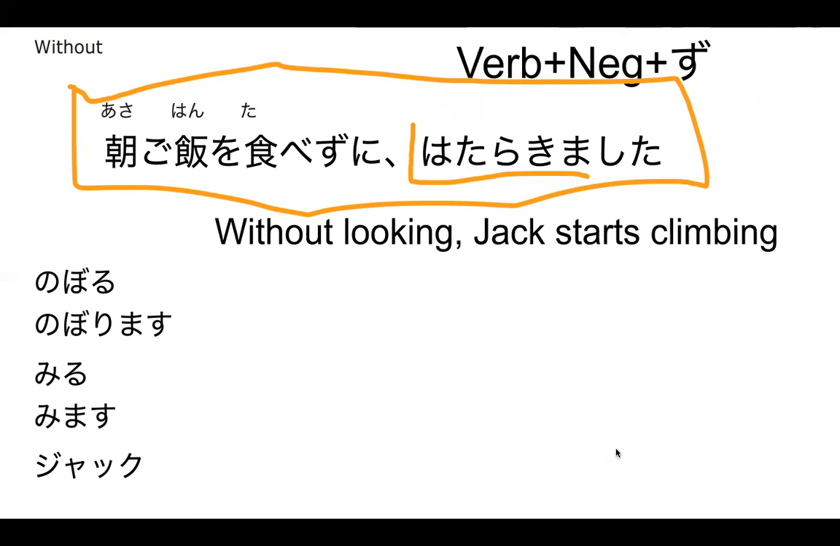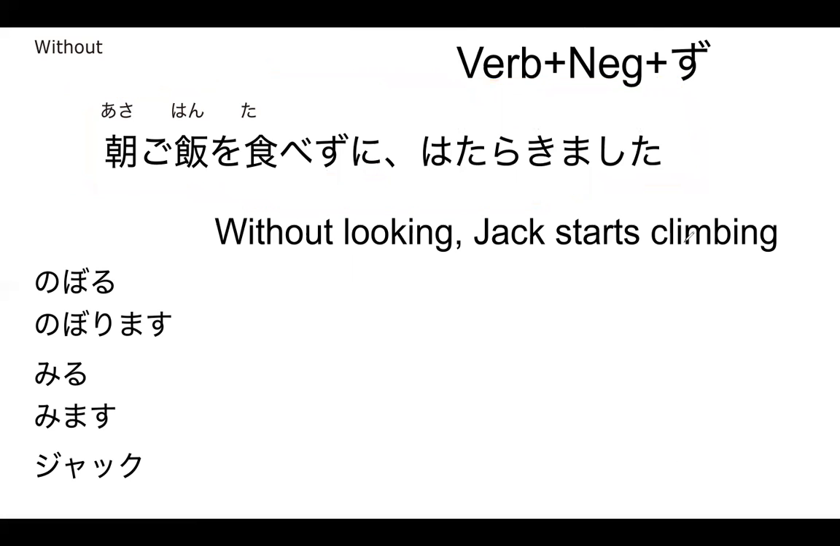Hataraku, to work. So, asagohan o tabezu ni hatarakimashita. What do you think that means if hataraku means work? So like, I will skip breakfast and go to work. Exactly. Specifically, this is past tense, so it means I skipped breakfast and went to work. I worked without any breakfast today.